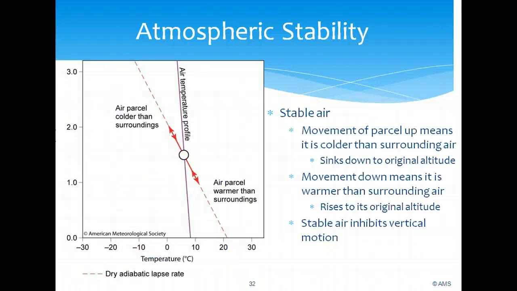Let's talk for a minute about stable air. This graph shows us a little bit about air stability. We know within a stable air layer, an ascending air parcel becomes cooler, that is, more dense than the ambient air, and a descending air parcel becomes warmer or less dense than the ambient air. Any upward or downward displacement of the air parcel in stable air gives rise to forces that will tend to return the parcel to its original altitude.